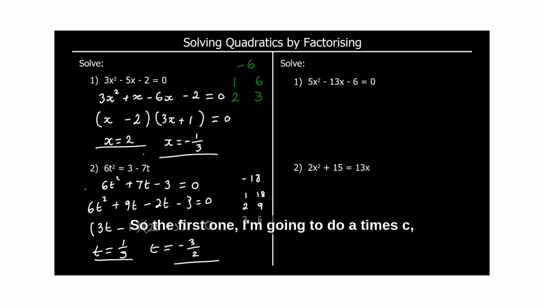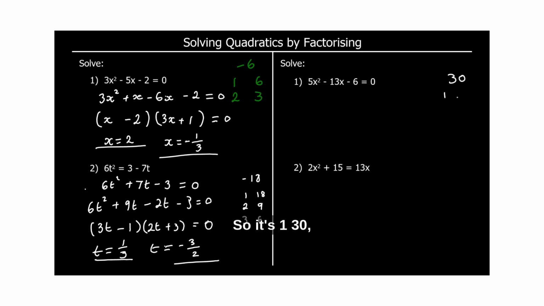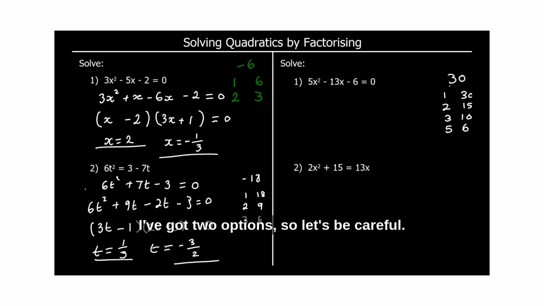So the first one, I'm going to do a times c, 5 6s or 5 negative 6s. So negative 30. So it's 1 30, 2 15s, 3 10s, or 5 6s. How can I make a 13? Got two options, so let's be careful. So they multiply to make negative 30 and add to make negative 13.